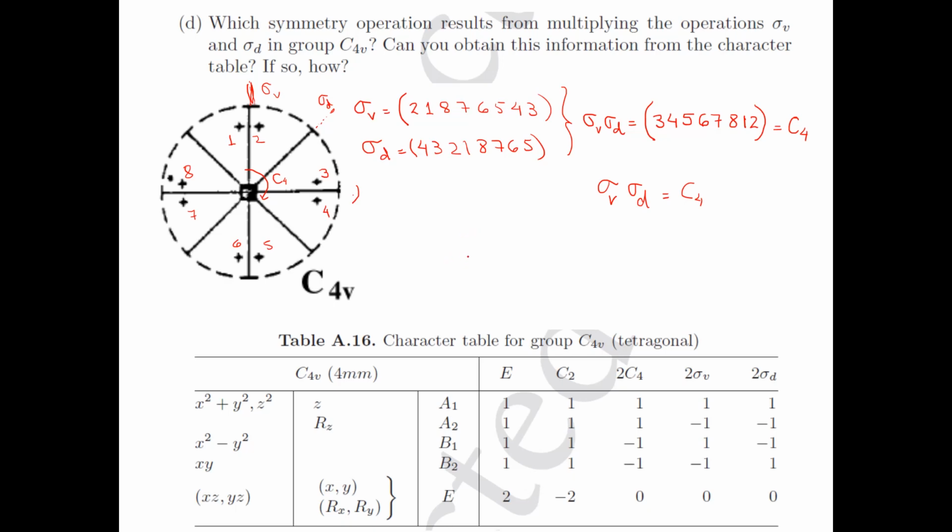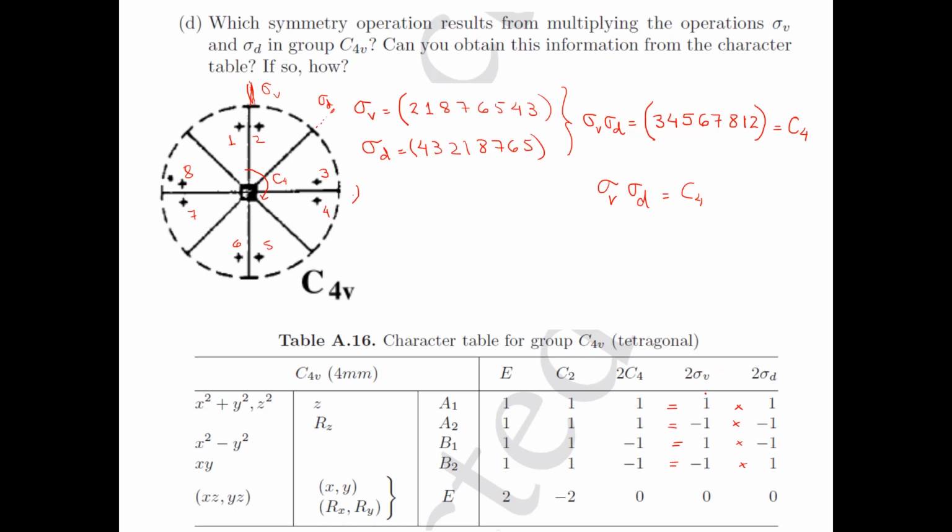If so, how? Yes, you can. If you look at the 1D representations here, you can see that if you multiply these two sets of numbers, you get this number. So the character tables for 1D representations must satisfy the multiplication table of the group. If you combine sigma D and sigma V, 1 times 1 is 1, minus 1 times minus 1 is 1, 1 times minus 1 is minus 1, minus 1 times 1 is minus 1.